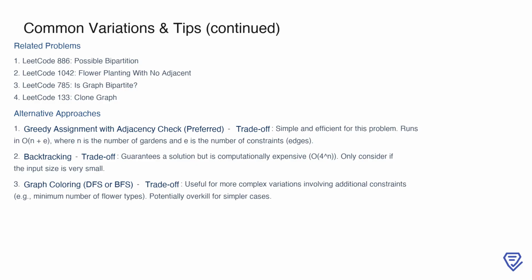Finally, graph coloring techniques using DFS or BFS can be applied, especially for more complex variations involving additional constraints, like minimizing the number of flower types. However, for simpler cases like this one, graph coloring is often overkill. Choosing the right approach depends on the specific problem requirements and constraints you're working with.